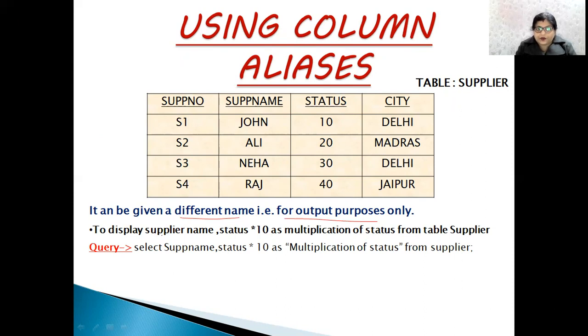So see here in the question, to display supplier name, status. So I'm just writing select SUPPNAME, comma status. Now status into 10. They want status into 10 as multiplication of status. It means you want to see the table with a column named multiplication of status. So status into 10 as multiplication of status. So what is this? This is one alias.